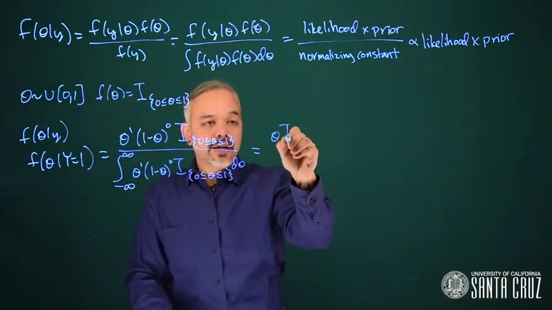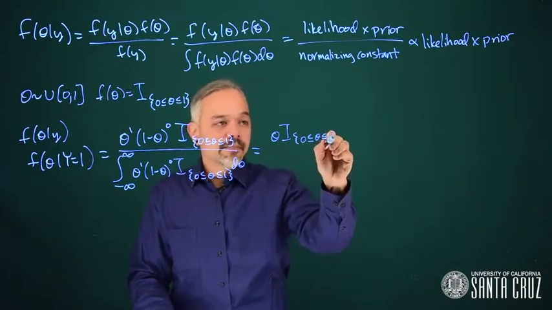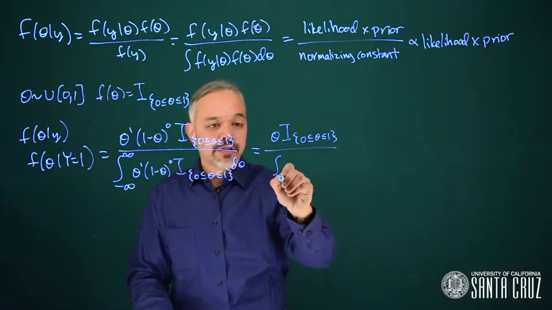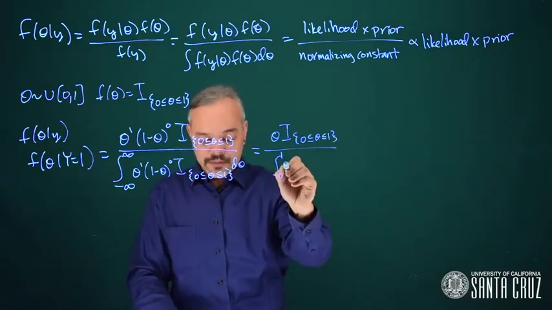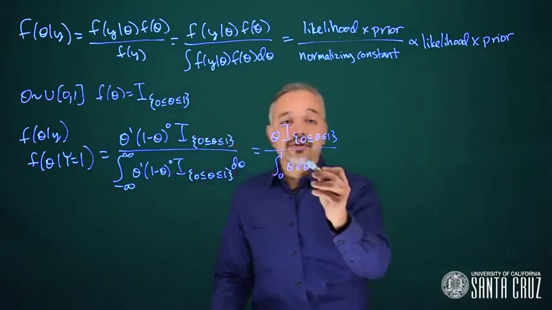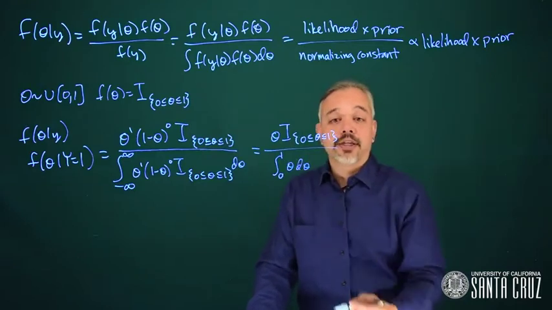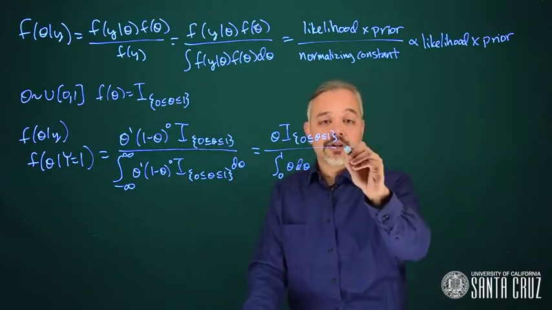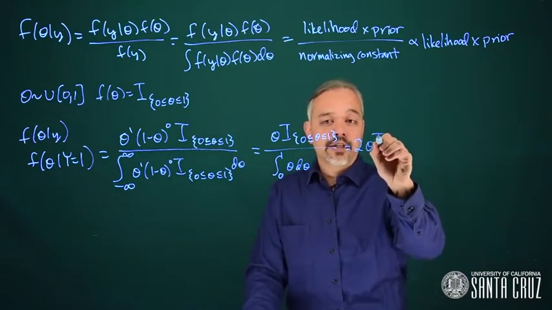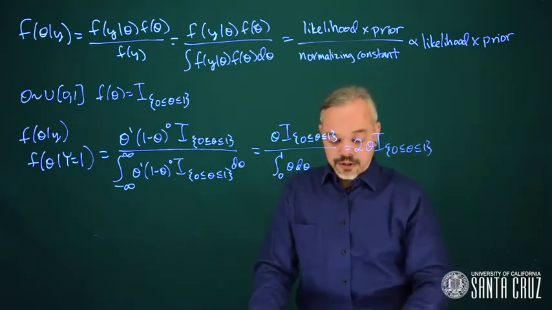So this simplifies on top to theta times the indicator function. In the bottom, this will be the integral now from 0 to 1 of theta d theta. The integral of theta d theta is going to be 1/2 theta squared. We evaluate that on 0, 1, and we just get 1/2. So this whole thing simplifies to 2 theta times the indicator function that theta is between 0 and 1.